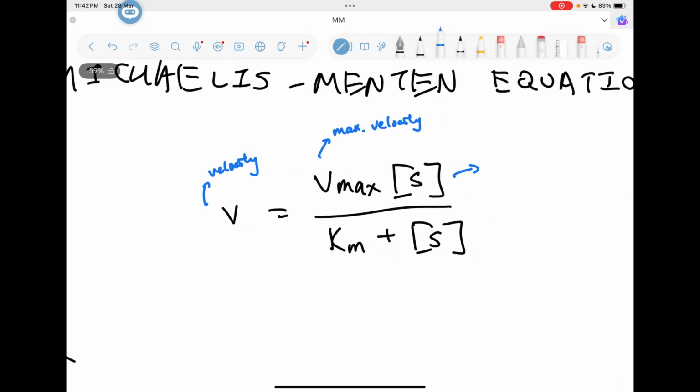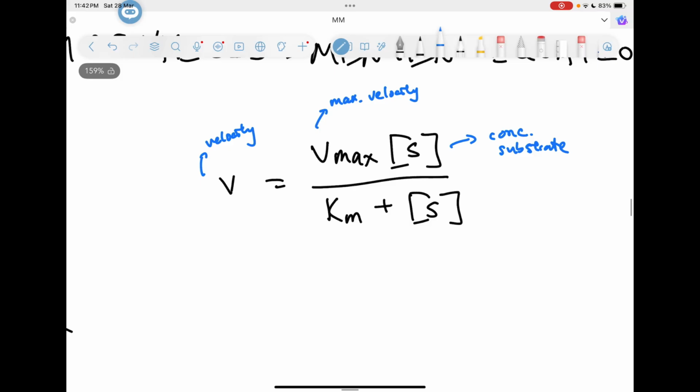The S here stands for substrate concentration, which is the concentration of the reactants in the reaction. And this Km here is the Michaelis-Menten constant.